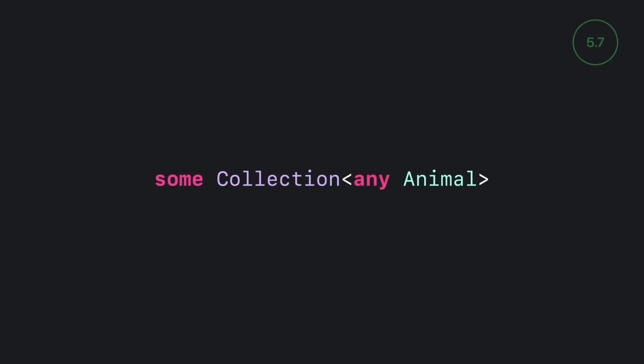Let's focus on the opaque result type, some collection. We can strike the right balance between hiding implementation details and exposing a sufficiently rich interface by using a constrained opaque result type. Constrained opaque result types are new in Swift 5.7. A constrained opaque result type is written by applying type arguments in angle brackets after the protocol name. The collection protocol has a single type argument, the element type.